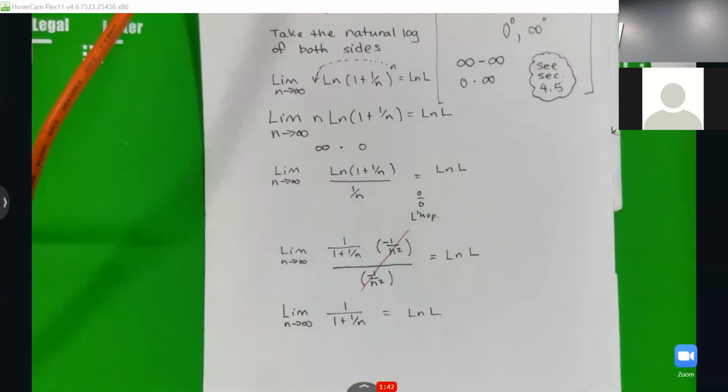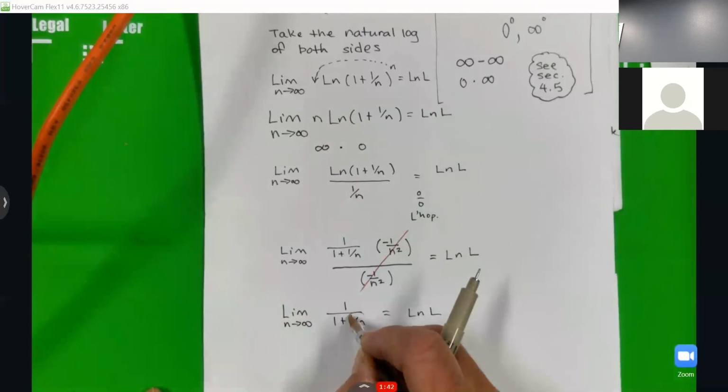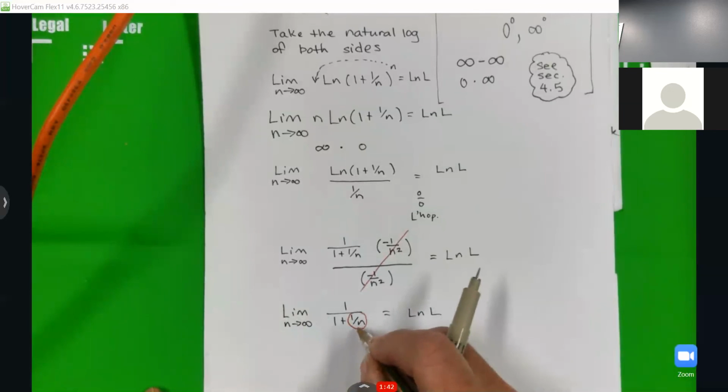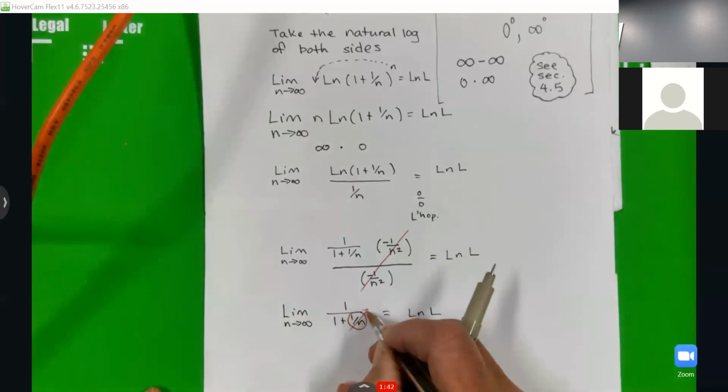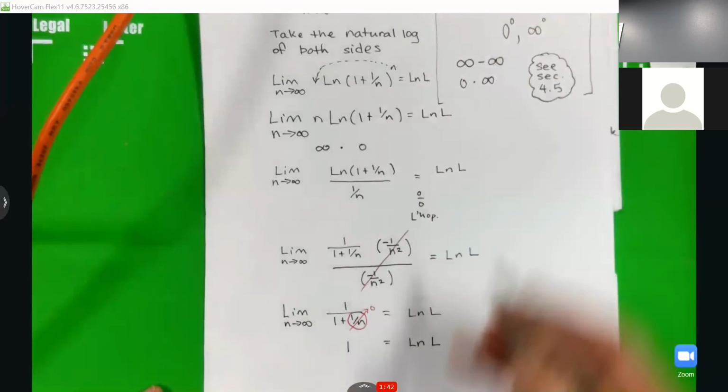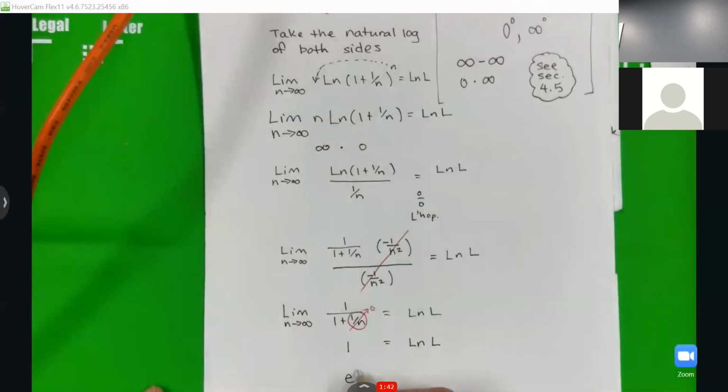So as n goes to infinity, this term here is the only one that's got an n on it. The n's in the bottom, so that term's going to go to 0. And I have 1 over 1 plus 0. So I get 1. But remember, that's the natural log of my limit. I'm interested in the limit, so I take the exponential of both sides to get me back the L. So this limit is e to the first power.